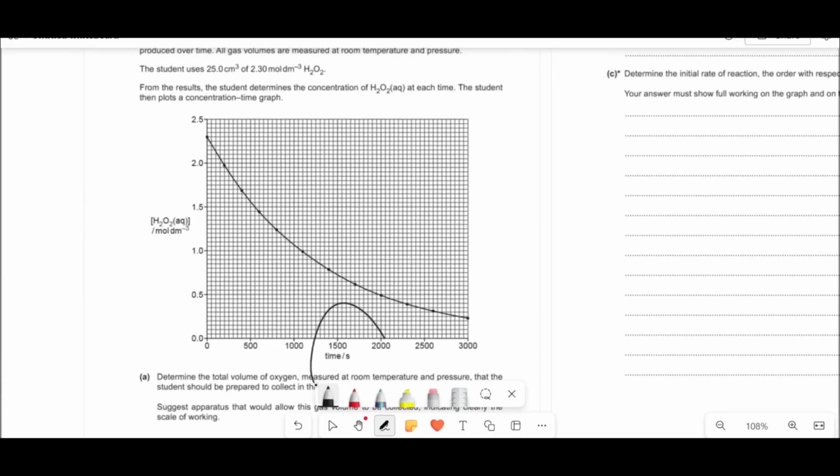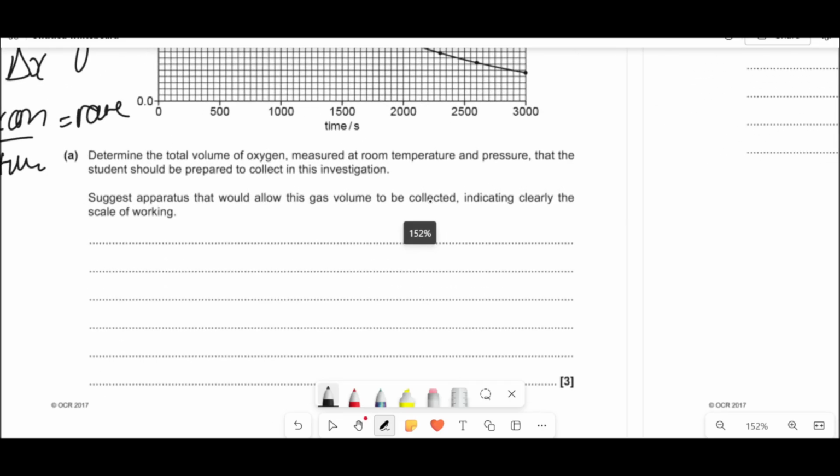So cool, this is concentration, this is time. Delta change in y over the change in x is going to be, remember, your gradient. In this case, it's the change in the concentration of something over the change in time, which you look at that, that's a rate. Might be useful here. Anyway. So it says here, determine the total volume of oxygen measured at room temperature and pressure that the student should be able to collect in this investigation.